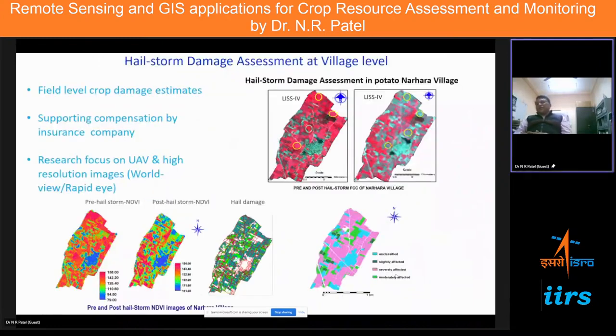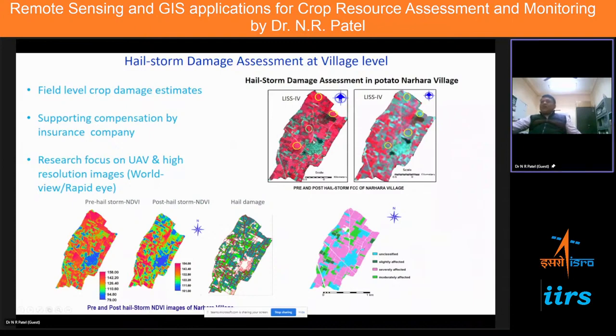Another hazard is hailstorm, which affects crops. Hailstorms are ice balls that fall because of a sudden change in the inversion process, atmospheric inversion. As a result, you will find certain kinds of hailstorms. Hailstorms are ice balls impacting the ground. As a result, they directly affect the canopy. There is canopy lodging, crop lodging, or the crop gets damaged. We could do this with LISS-4 data.